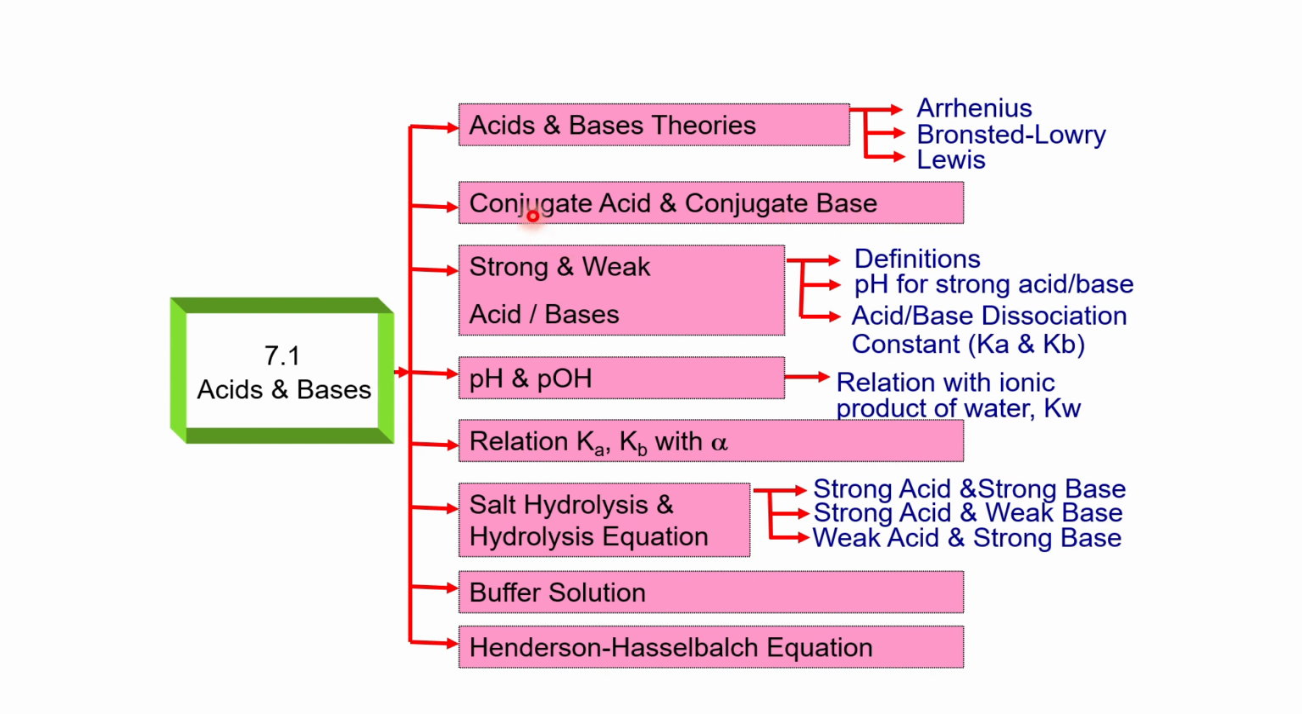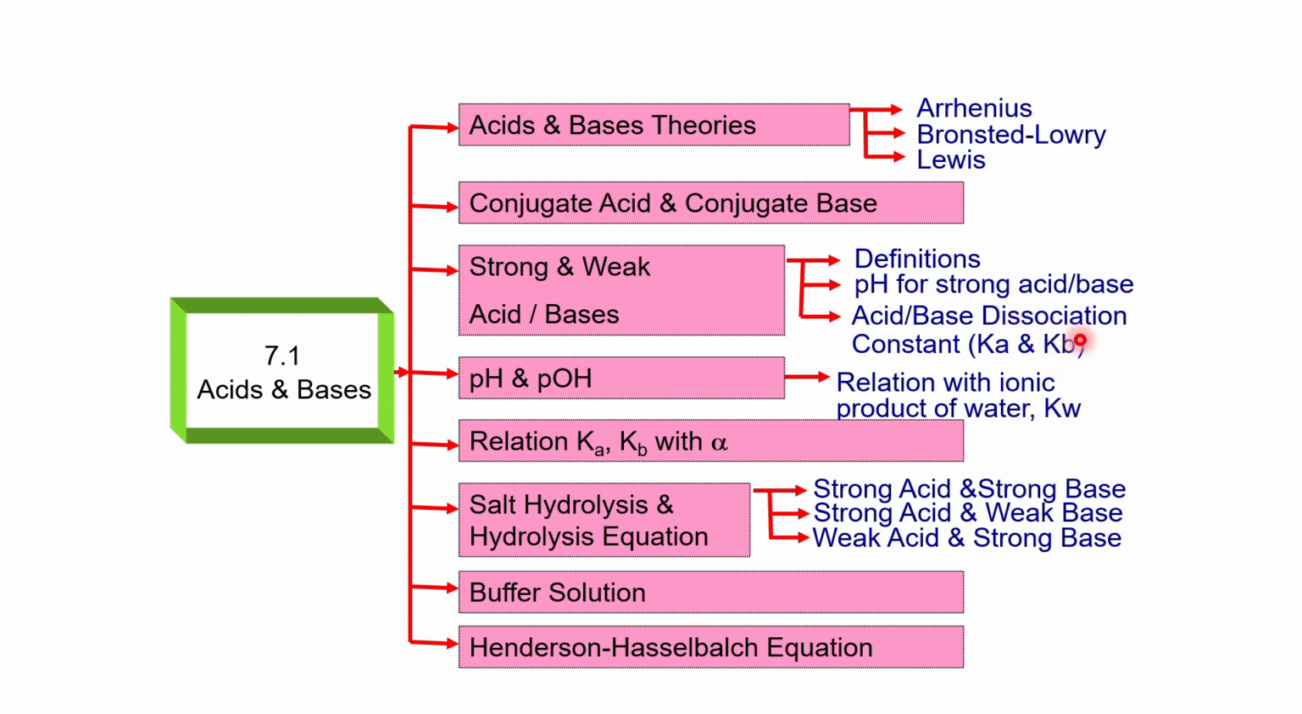Conjugate ni ialah pairing, pasangan kepada acid ataupun base tu. Okay, and second part kita akan pergi kepada definition for strong acid and strong base and also weak acid and weak base. Kemudian kita ada juga calculation untuk pH and pOH. So calculation ni kita akan ada lagi constant. Okay, last time dalam chapter 6 kita ada Kc, equilibrium constant for concentration dengan Kp equilibrium constant for partial pressure.